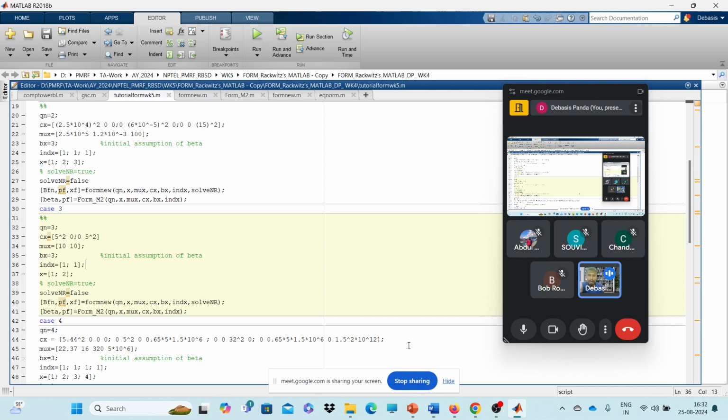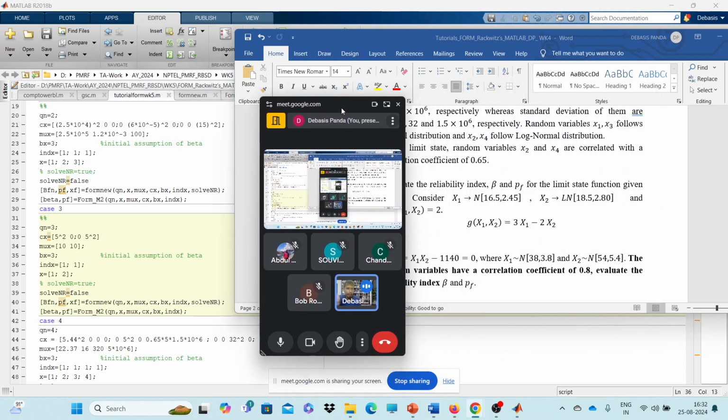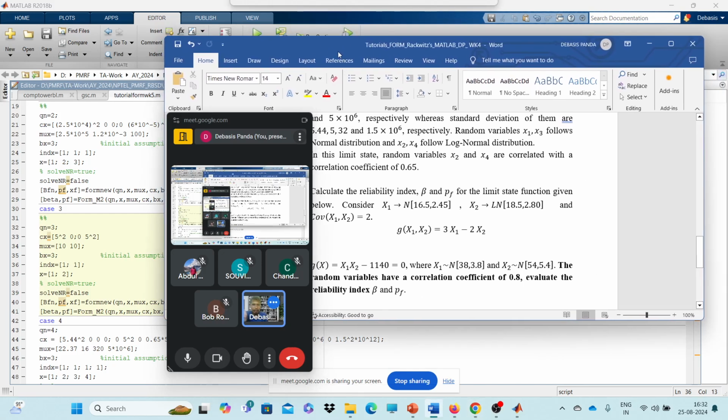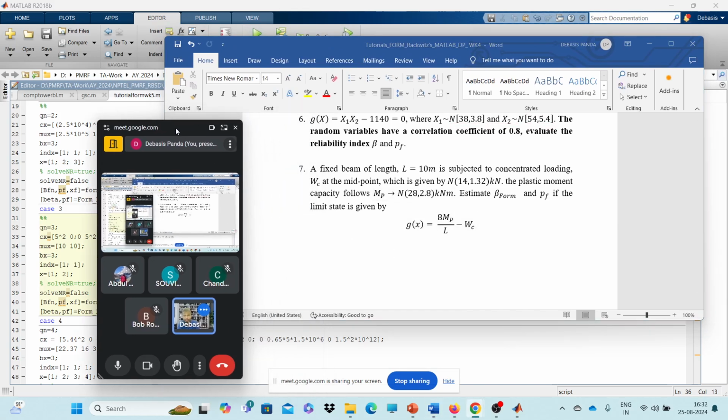We have different kinds of problems here that we can solve. Let's quickly solve another problem, then we will go to the problem format of pen and paper. For example, a fixed beam of length 10 meters is given. There are two random variables, MP and WC. MP is the plastic moment carrying capacity and WC is the critical load. We have the two parameters for these two distributions, normal with this mu and this sigma.